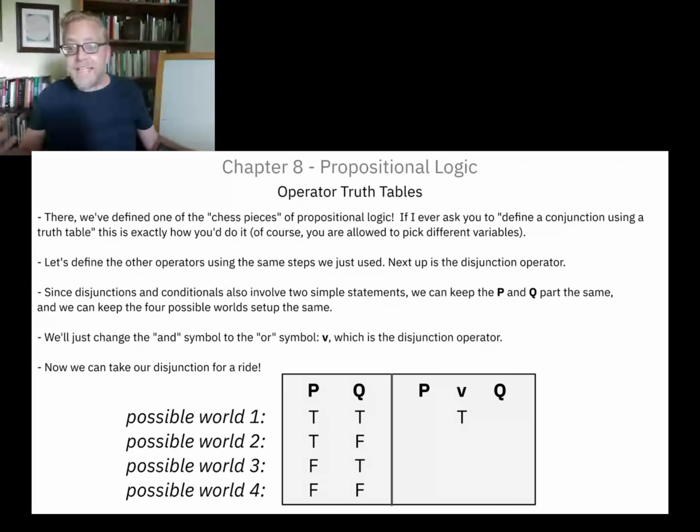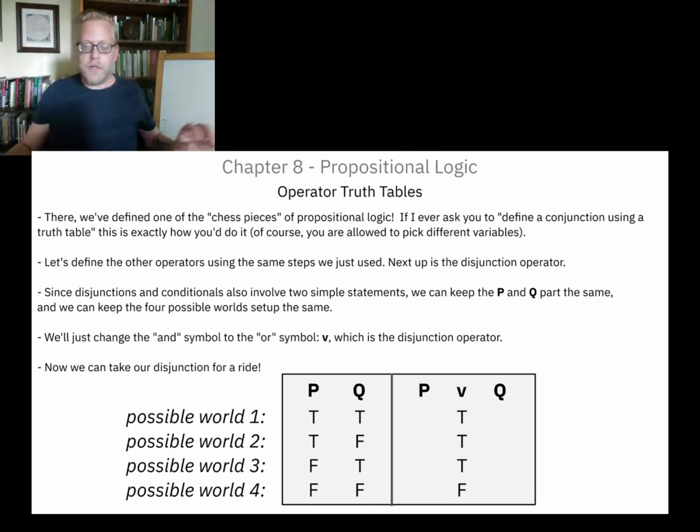Now, if this was an exclusive or, if we wanted to define it exclusively, all we would do is change the value for that first world. We make it an F. But we're not doing it that way. We're doing it inclusively. World 2, is P or Q true? Yeah, P is true in world 2, so the or statement is true. What about world 3? Well, Q is true in that world, so our statement that says either P or Q or both have to be true is going to be true.